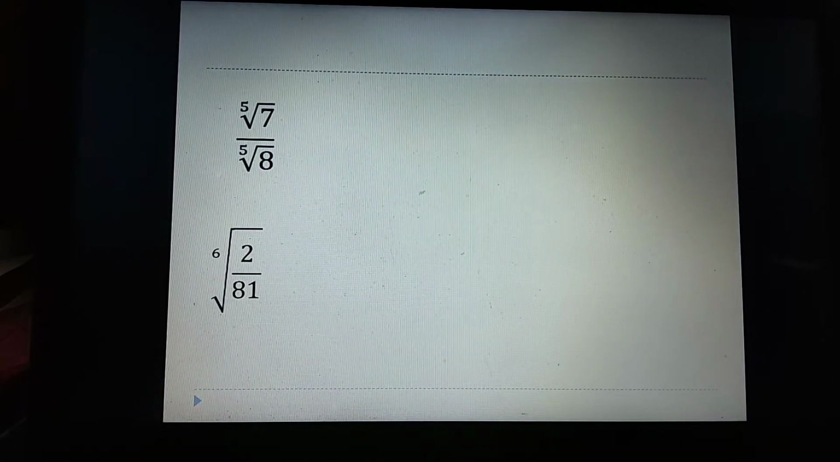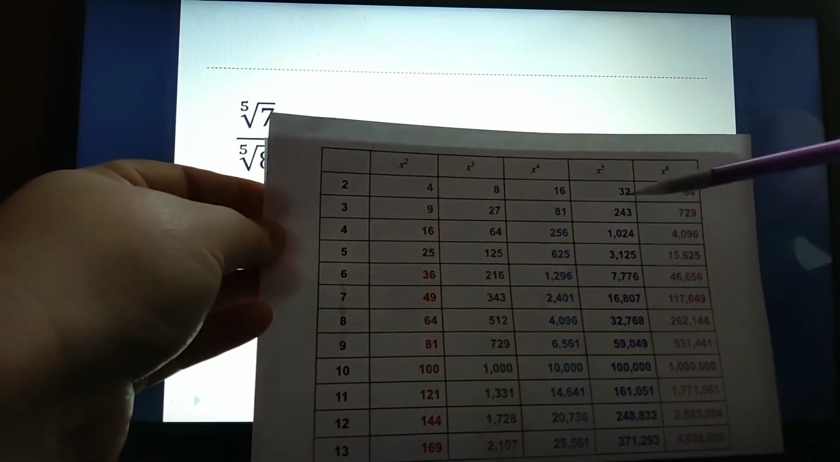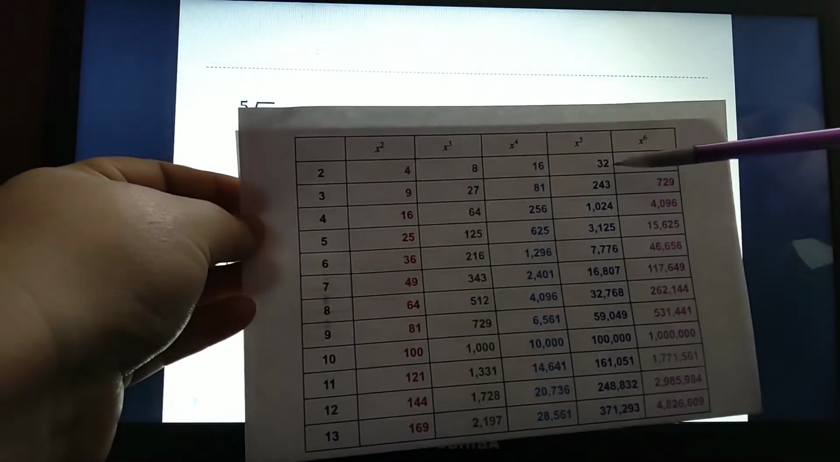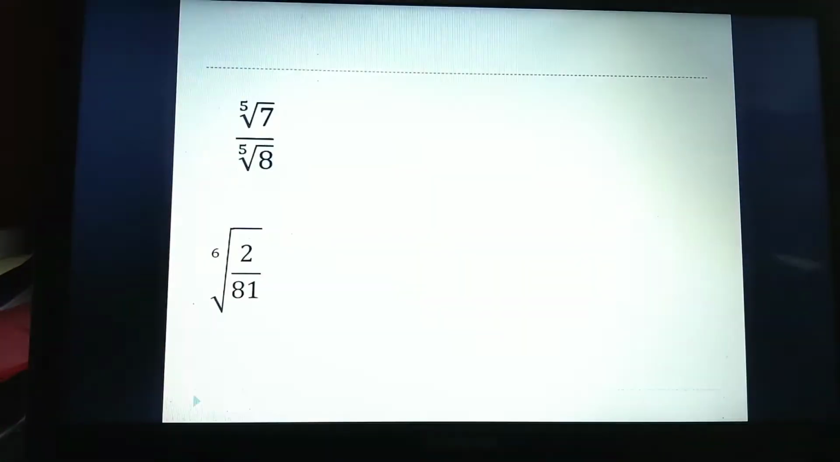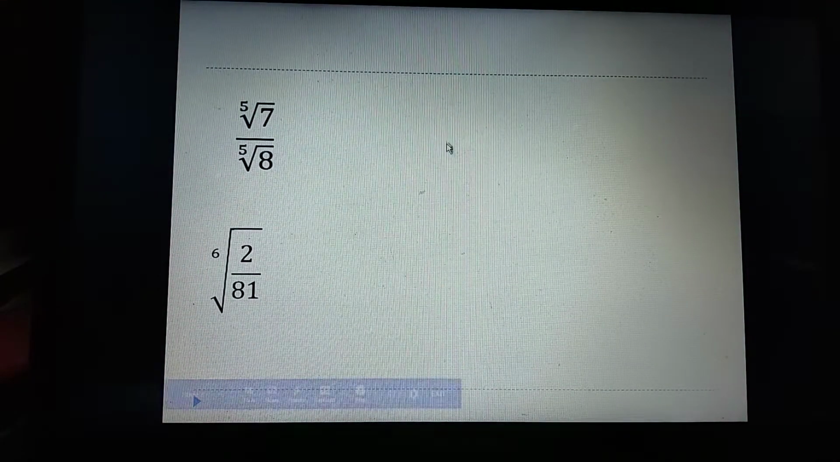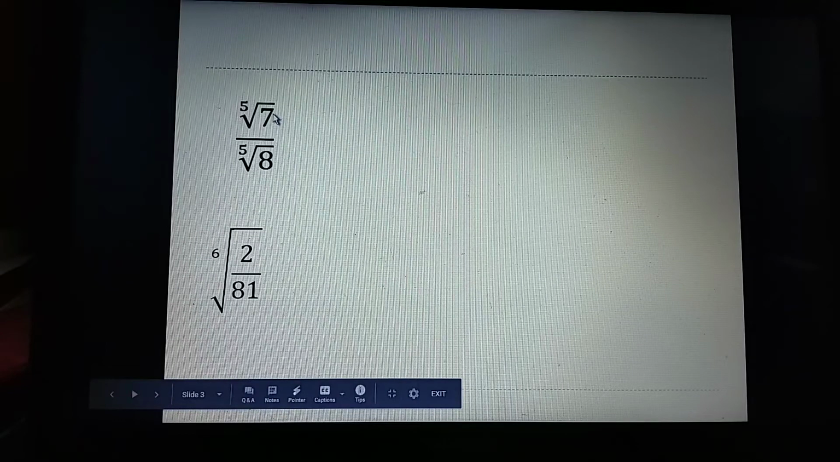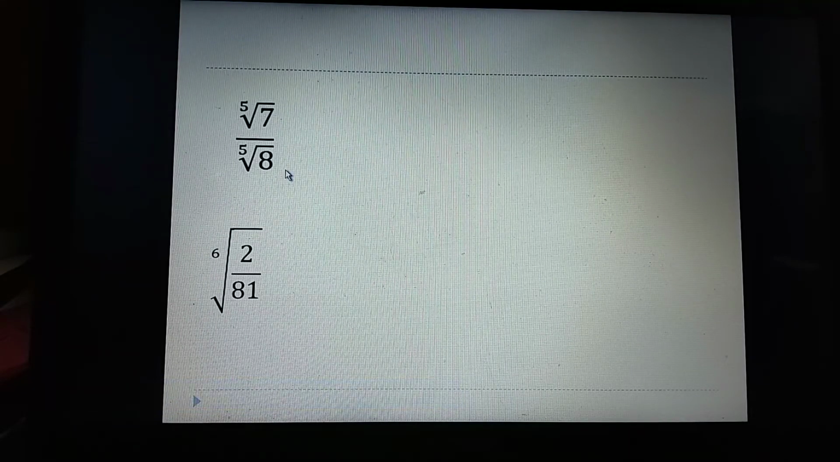Okay. Now, let's say we have the fifth root of 7 over the fifth root of 8. When we look at our fifth root column here, the smallest number is 32. So 7 and 8 aren't on there. If we put them together into one fraction and do 7 over 8, you get a decimal. So what we have to do is rationalize the denominator.